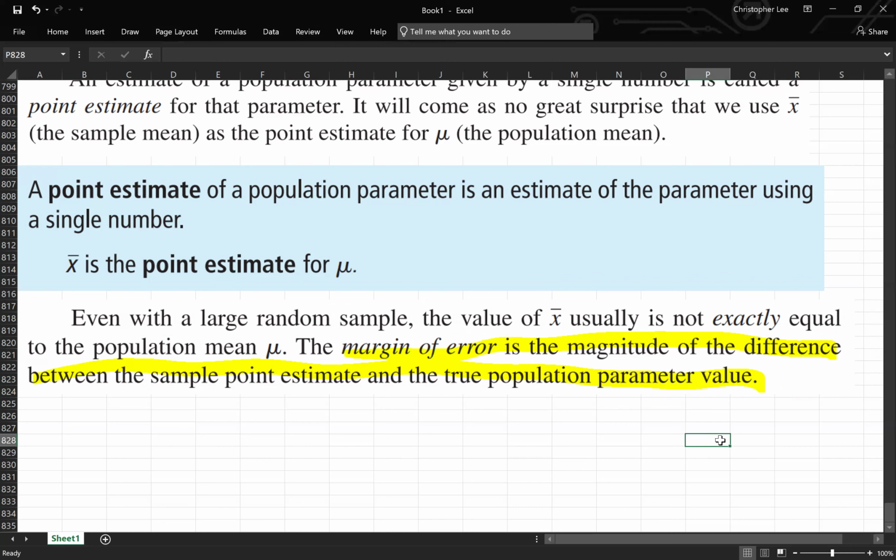Even with a large random sample, the value of X bar usually is not exactly equal to the population mean mu. The margin of error is the magnitude of the difference between the sample point estimate and the true population parameter value. All right.